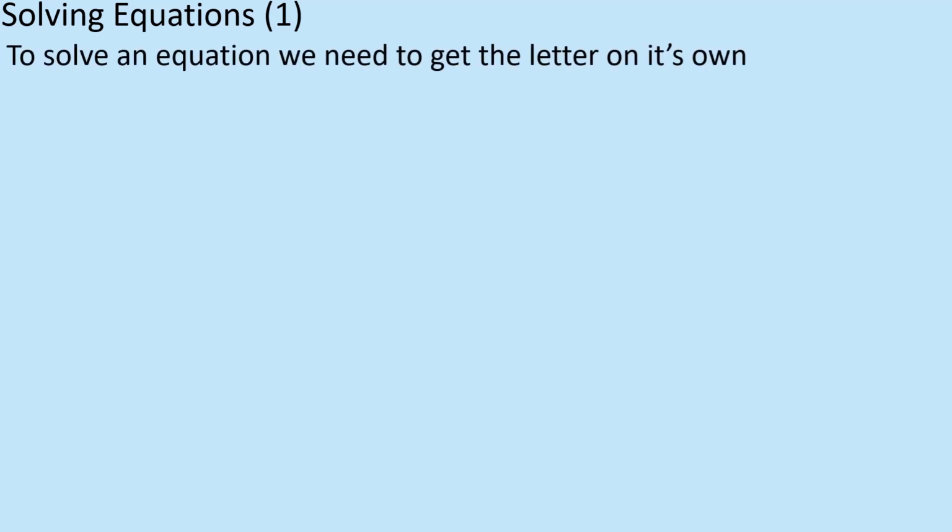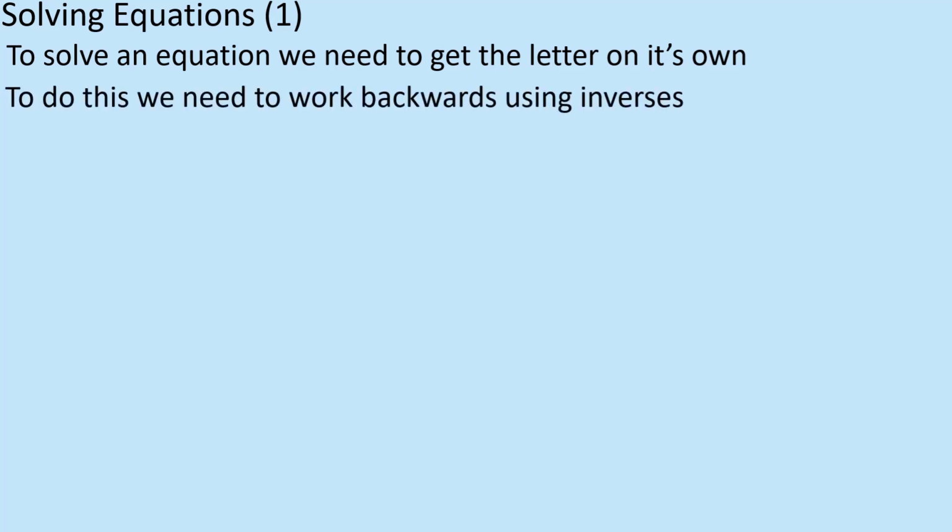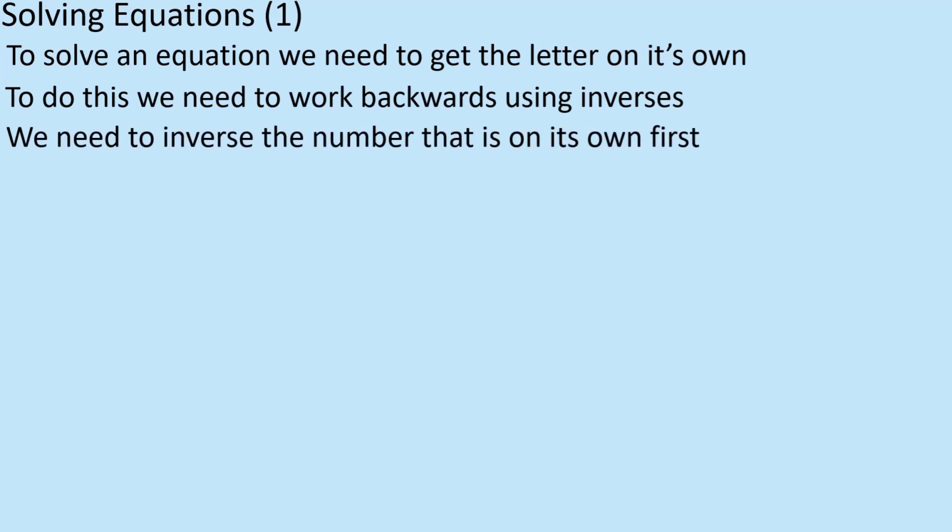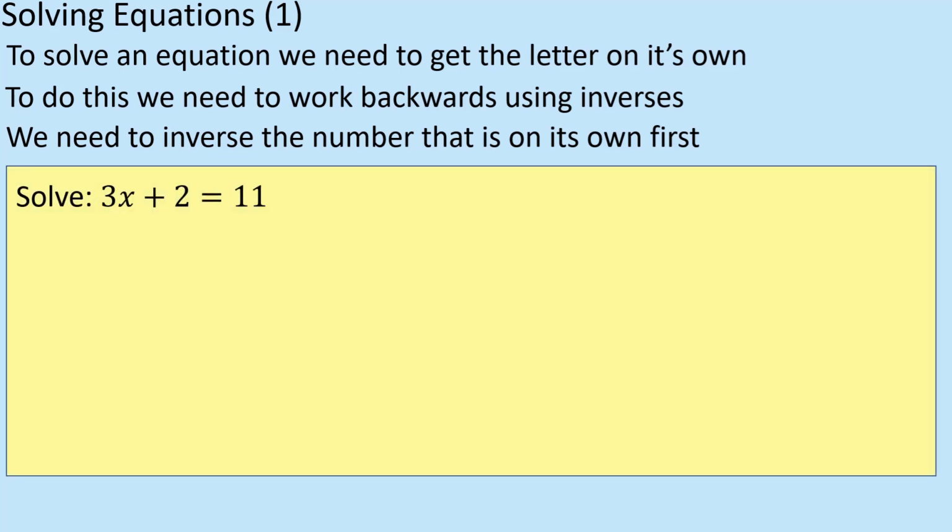Alright, so to solve an equation, like any other, you need to get the variable, the letter, on its own. To do this we need to work backwards using inverses, and consider what's happening to each part of it as we go. So we're going backwards. We need to inverse the number that is on its own first. Let's have a look at what that means.